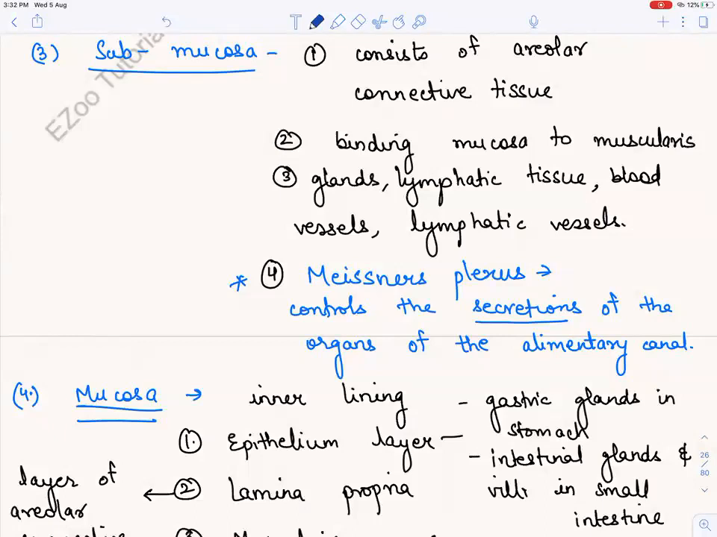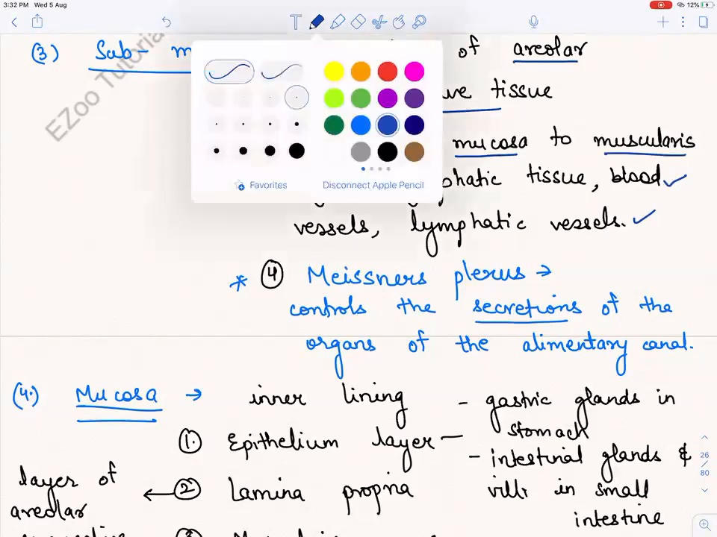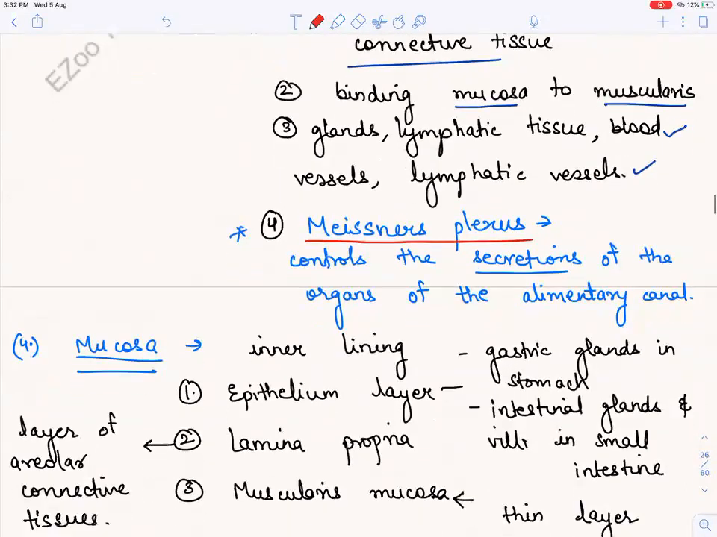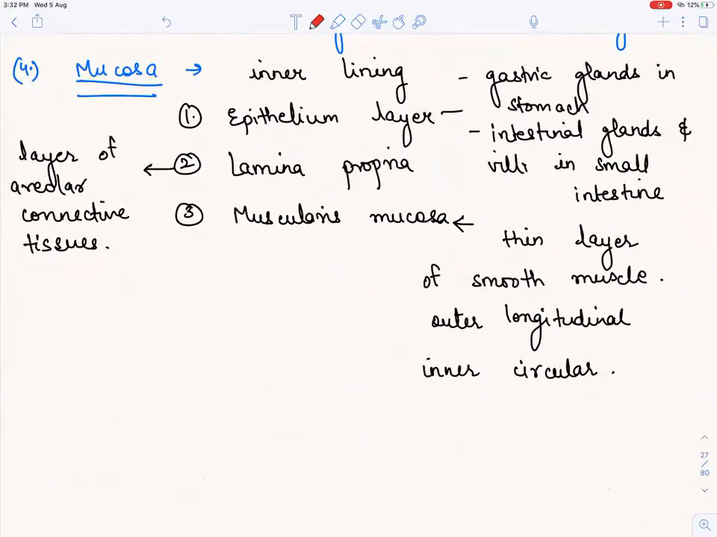Submucosa consists of what? It consists of areolar connective tissue binding the mucosa to the muscularis, and it consists of glands, lymphatic tissue, blood vessels, lymphatic vessels. And it has Meissner's plexus. What is this Meissner's plexus doing? It is controlling the secretions of the organs of the alimentary canal, right? Then we did the innermost layer. That was mucosa.